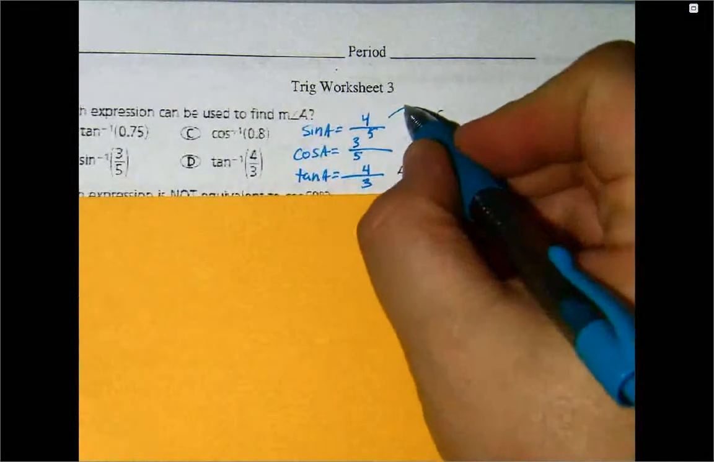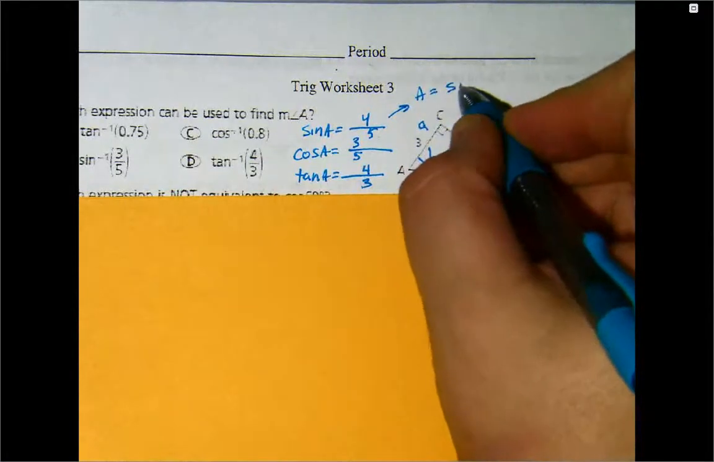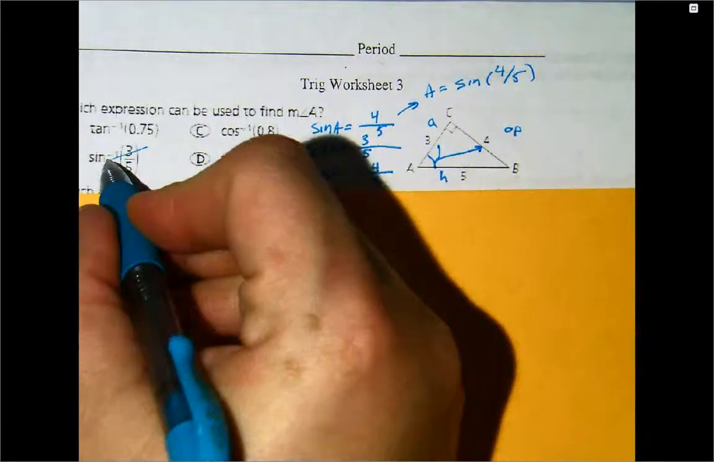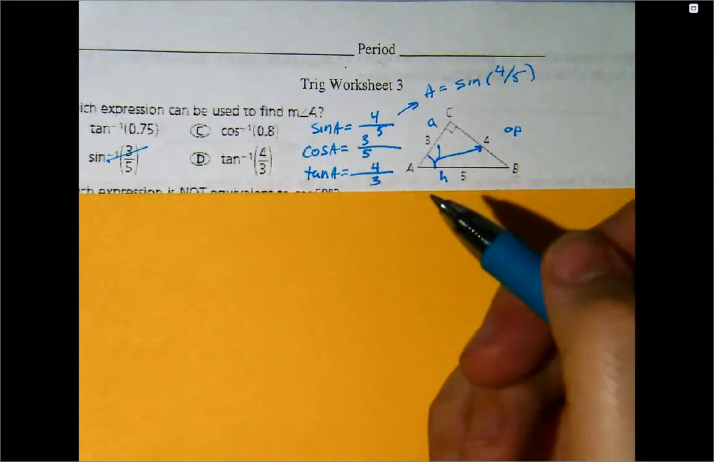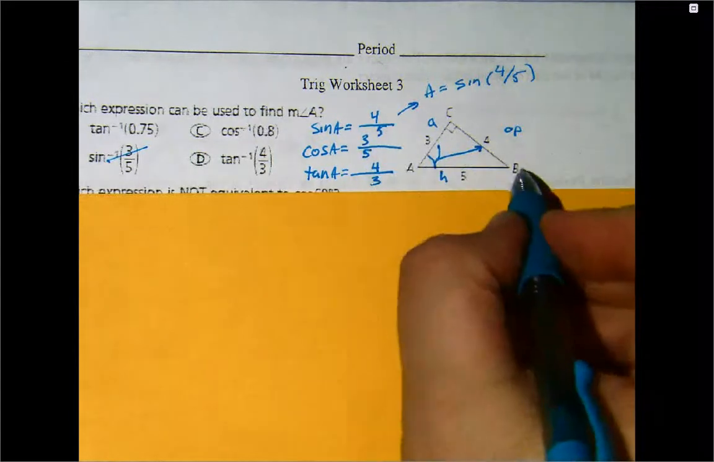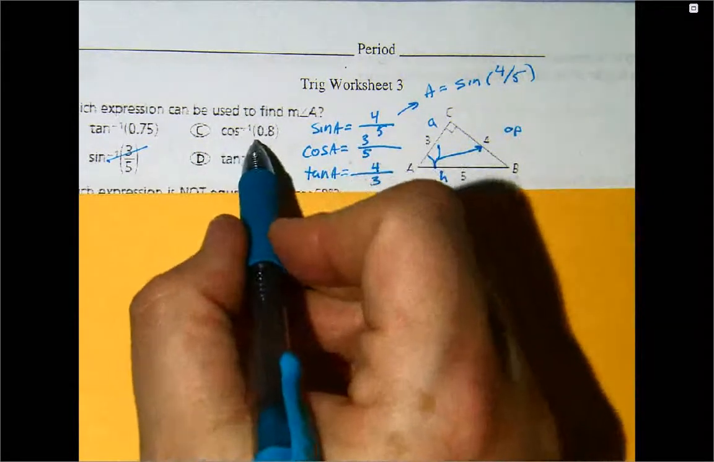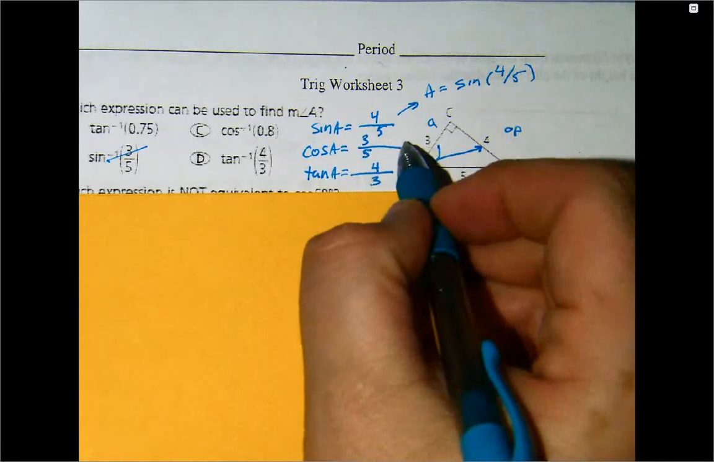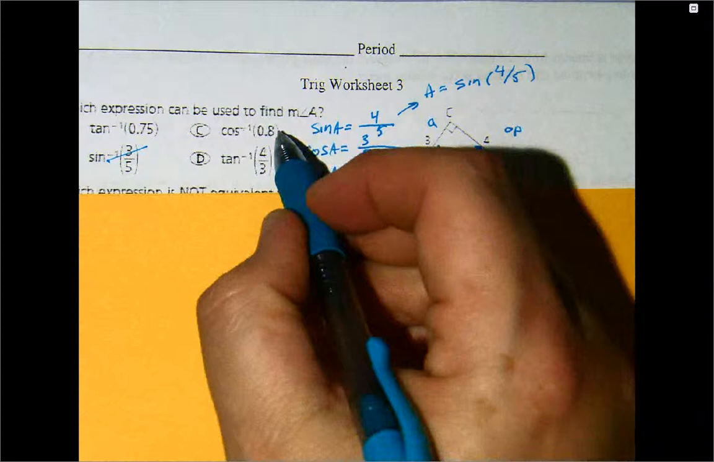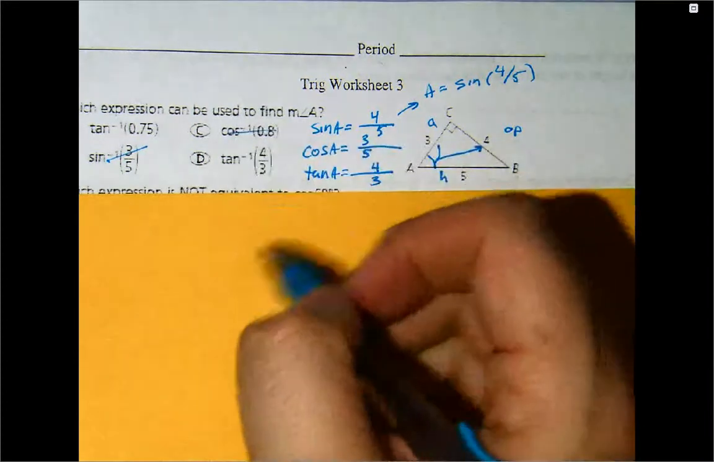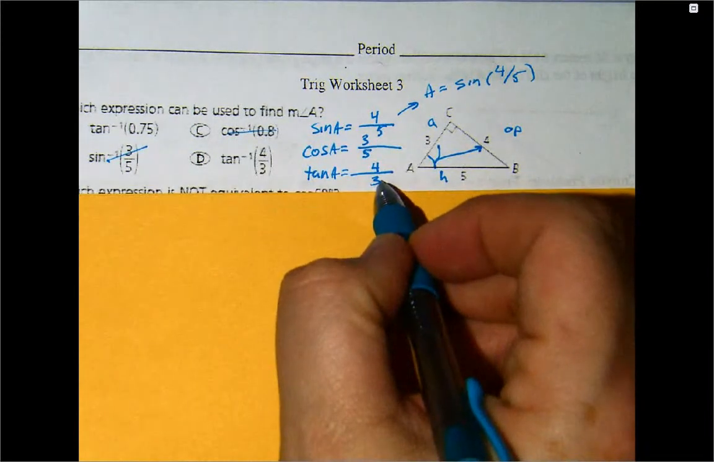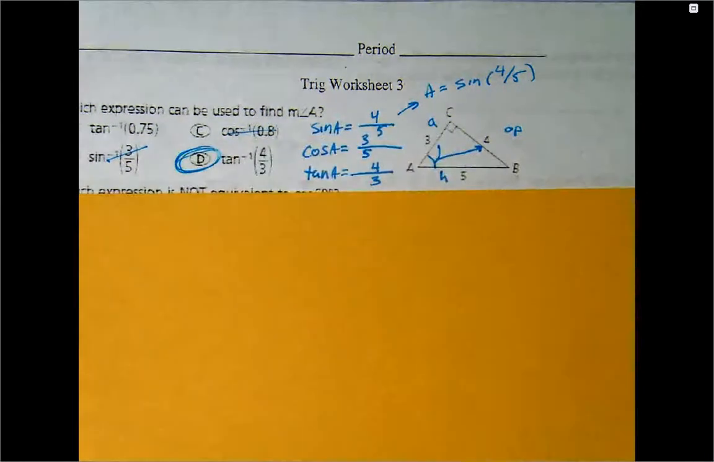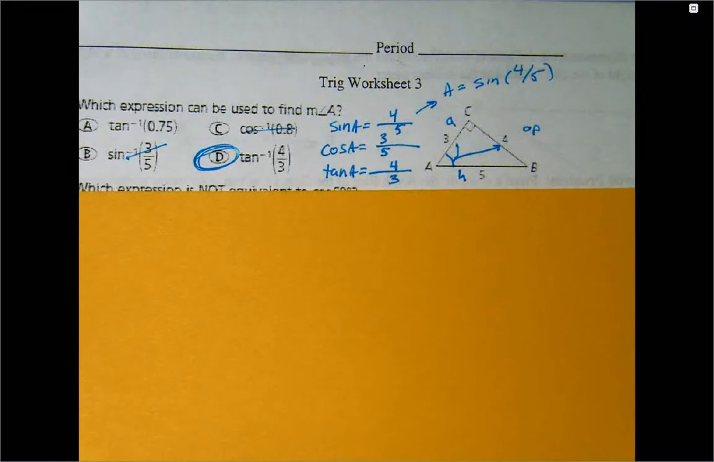What this says is, in order to get to A, it's got to be the sine of that 4/5. Is the sine 4/5? No, it's 3/5. It doesn't help us. It's not going to get us the right angle. It's actually going to get us angle B. Now, the cosine is 3/5, and it says 0.8, but 3/5 in decimal form is 0.6. So is 0.6 equal to 0.8? No, that doesn't work. Now, the tangent is 4/3, so the inverse tangent should be of 4/3. Which one is it? D. So D works for that one.